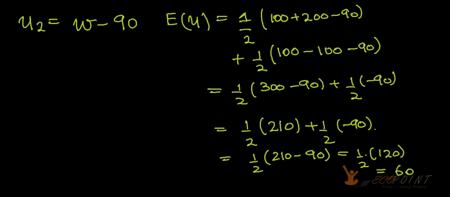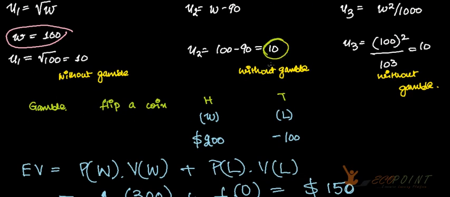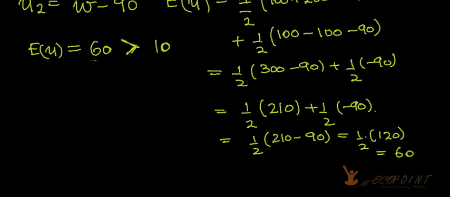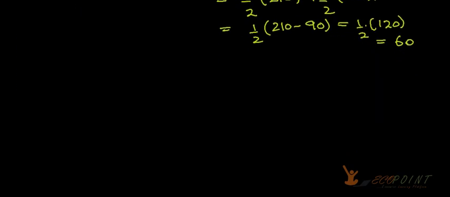Now, this person's expected utility is 60, which is greater than the utility which he gets without playing a gamble. This was his utility without playing a gamble, and this is his expected utility if he plays the gamble. In this case, he would take this gamble. He is a risk neutral person, and he will take any fair bet. In this case, joy of winning is equal to pain of losing.